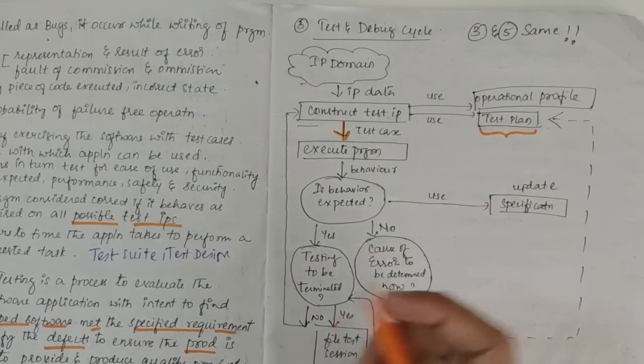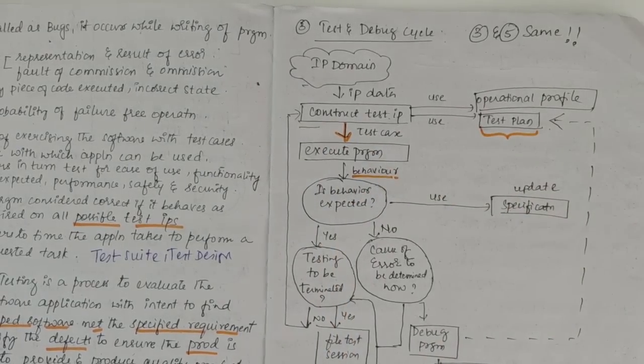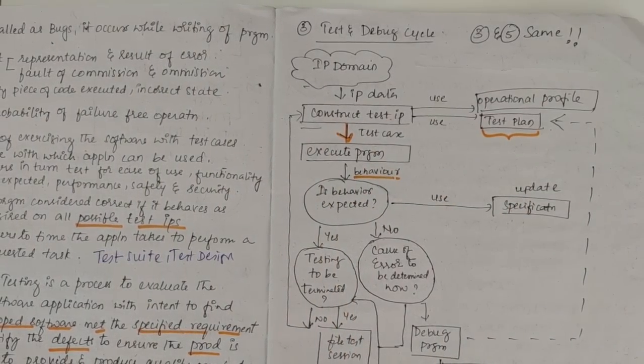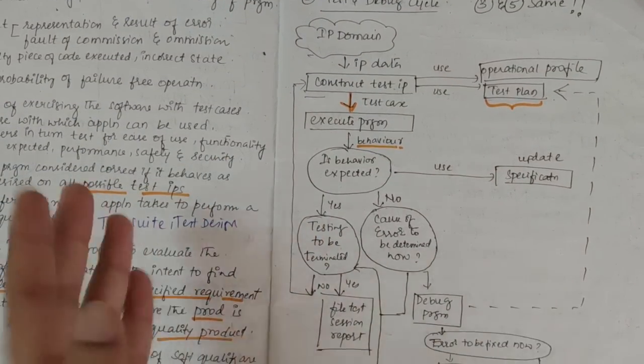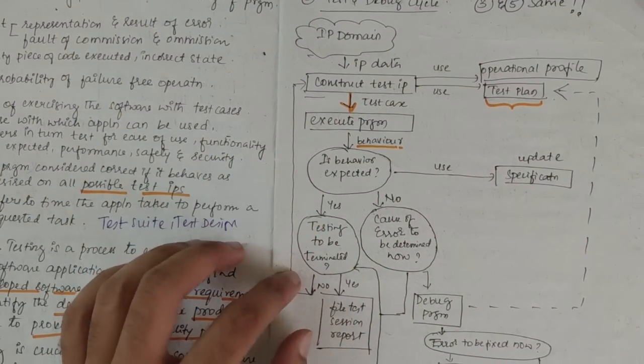So when we execute it with the program, we get a behavior output. Right. So is this behavior expected? Was it similar to the expected output? So if we see the yes part, yes, the behavior was same. That is testing to be terminated.